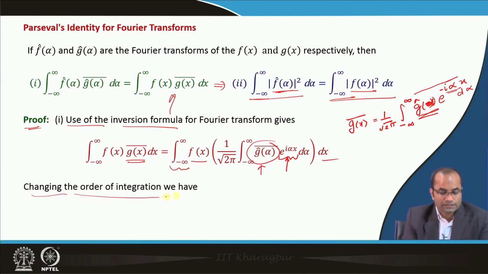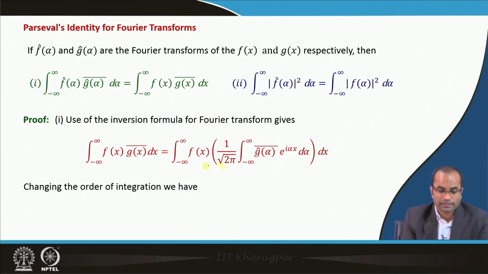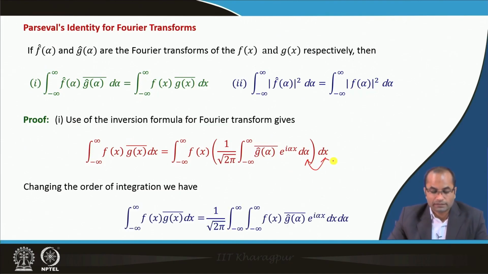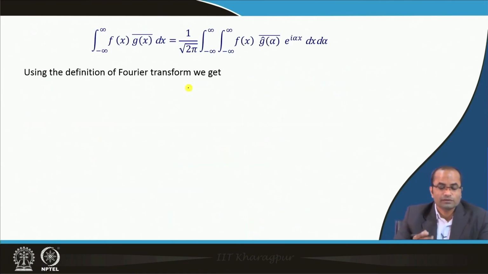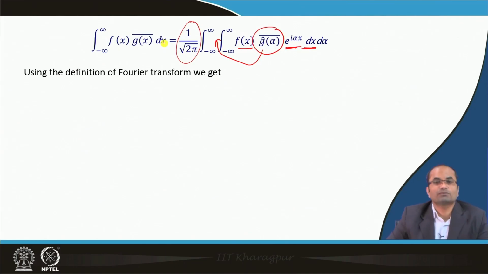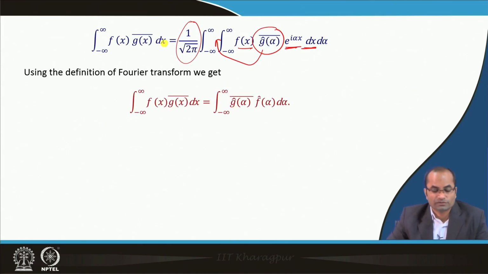So, we change the order of integration. Now, that is a trick again. Instead of d alpha dx, we make it dx d alpha. So we have dx d alpha, e^(i alpha x) and f(x), and this g hat(alpha) conjugate can now go out of the inner integral. So we can use the definition of the Fourier transform, because the inner integral is over f(x) e^(i alpha x) dx with the 1 over square root 2 pi. That is the definition of the Fourier transform.